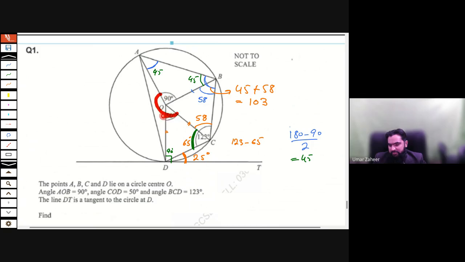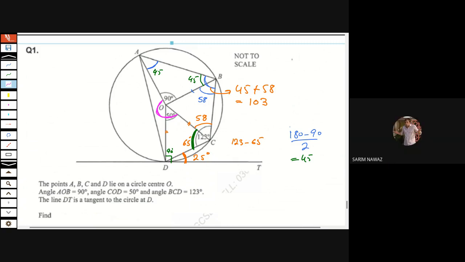This one, right? This is the reflex angle AOC. How can we find this angle? Sir, we can find the acute angle first, which is 180 minus 58, minus 58. We'll get the other one, and then we can subtract it from 360 to find the reflex side.